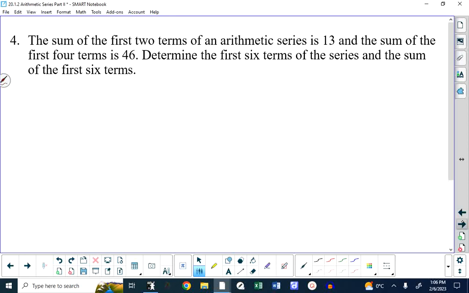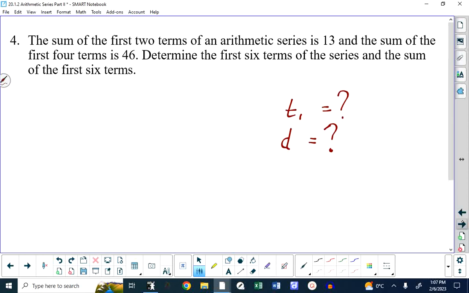The sum of the first two terms of an arithmetic series is 13. The sum of the first 4 terms is 46. And then the question says, what are the first 6 terms and what's the sum of the first 6 terms? Ultimately, these are the 2 things you need to crack the case wide open. If you know the first term and you know the common difference, then you ought to be able to find out anything.